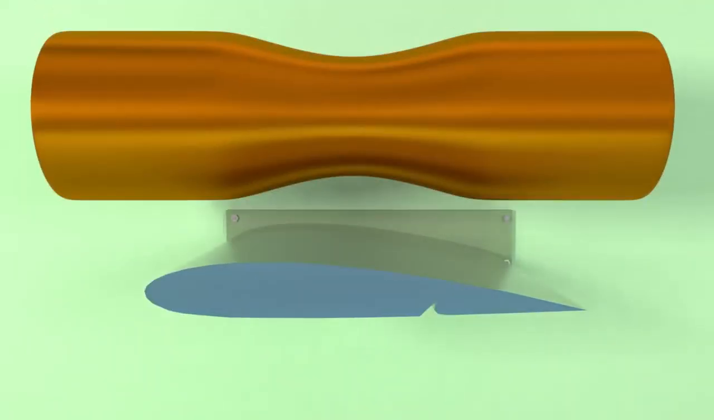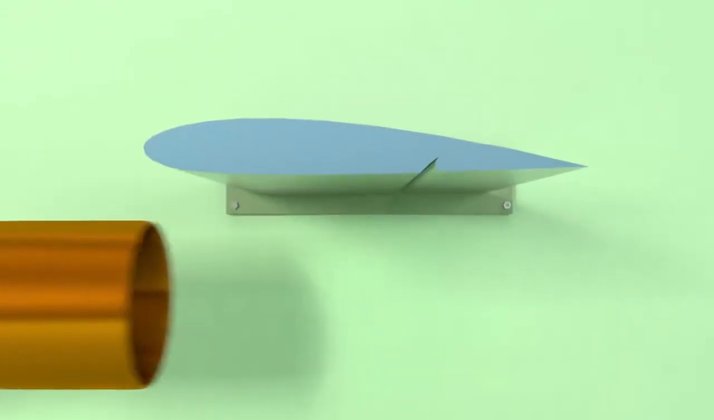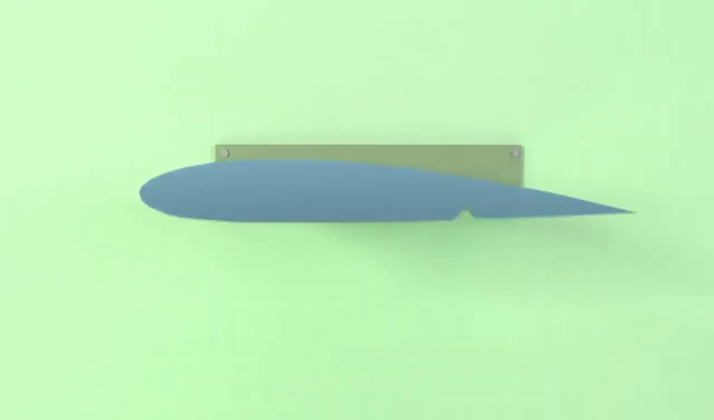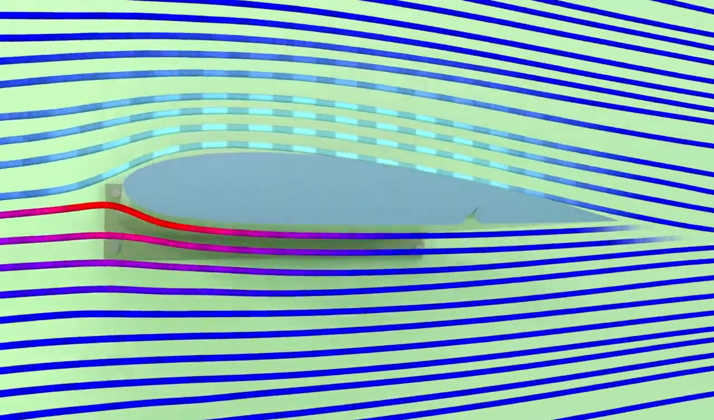An airplane's wing is shaped similar to that of a venturi. The top is rounded while the bottom is relatively flat. Because of this, the air traveling over the wing will increase in speed, and as a result, will have a lower pressure than the air below the wing.